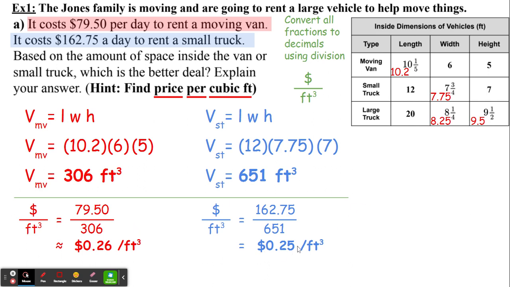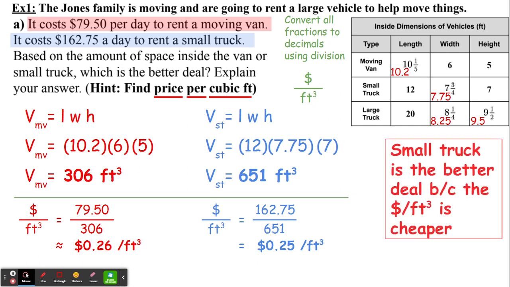So then which one's the better deal? You want to spend less money. So you do the 25 cents per cubic foot if it's going to be a lot of trips, because that's cheaper.